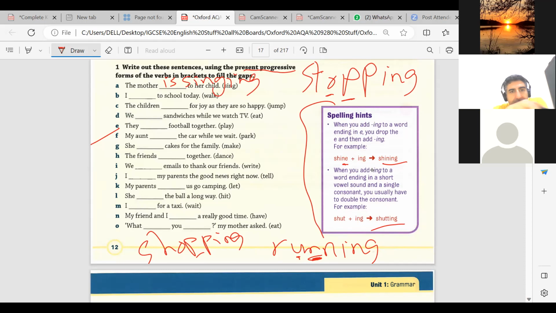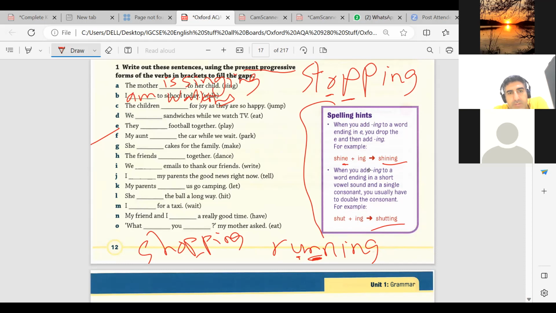Type, ya Khalid, number 2. Are you walking there? I am walking. So I am walking to school today, only for today. يعني يوم مؤقت بالنسبة لي، لكن في الغالب usually I go by car, for example. طيب, the children for joy as they are so happy.